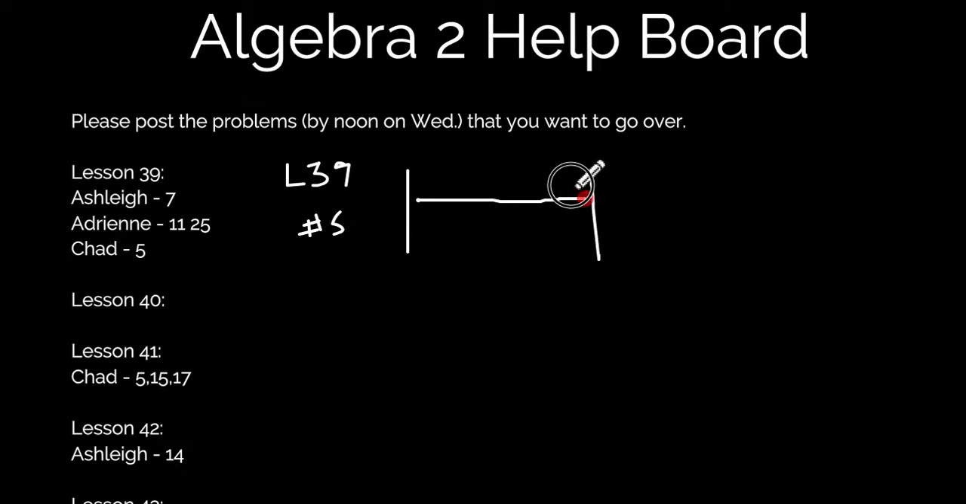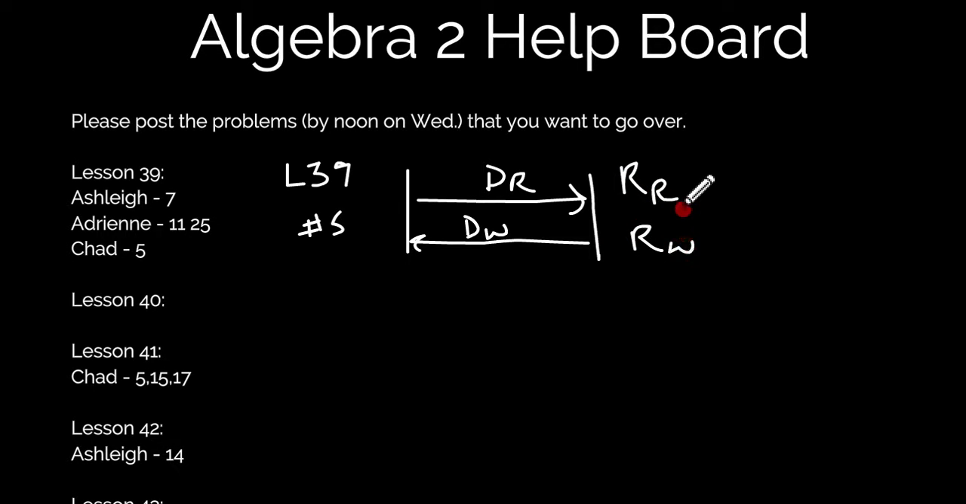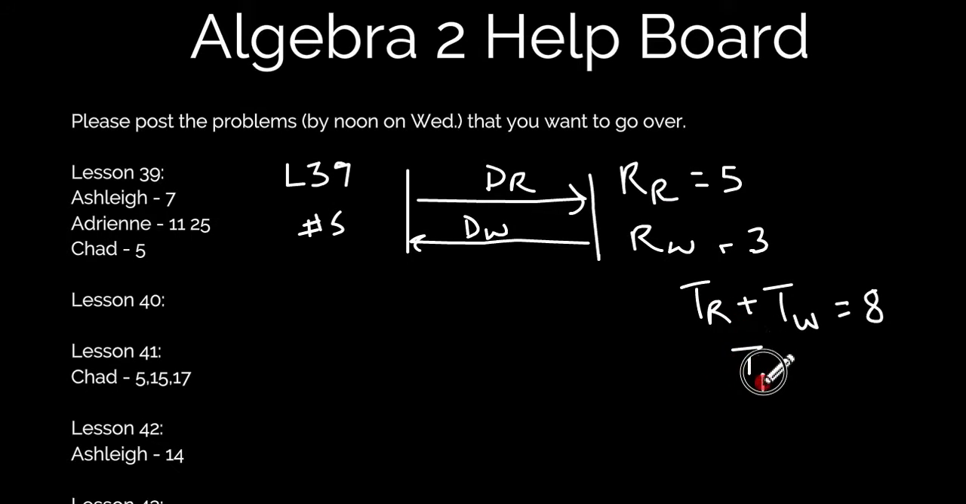So they ran away from the fire, so this is the distance running. And then they reconsidered, and this is the distance that they walked back. We have the rate of running, and we have the rate of walking. The rate of running is 5. The rate of walking is 3. And then the total time running plus the time walking equals 8. And this equation right down here, we need to solve it for one of the variables. It doesn't matter which one. The one that's left is the one we're going to leave in the equation that we're going to solve for.